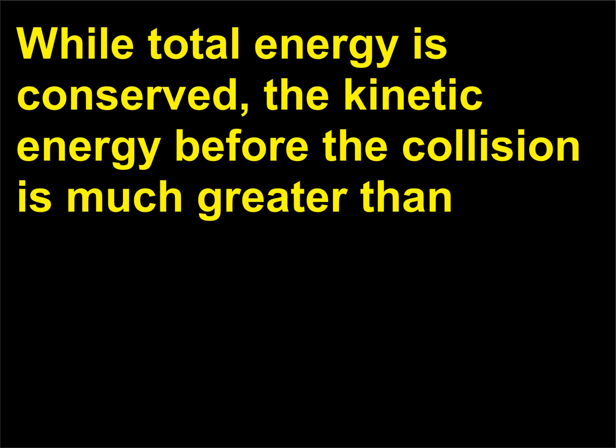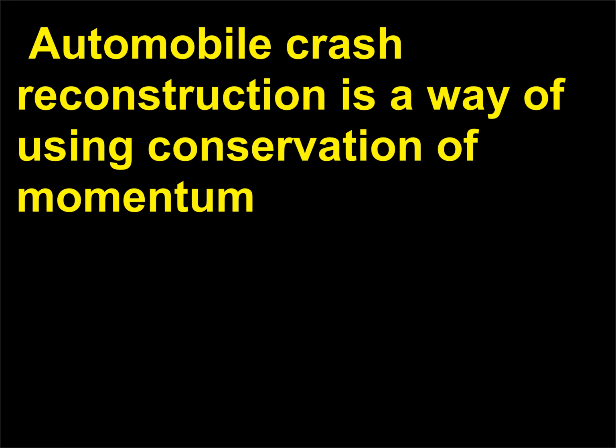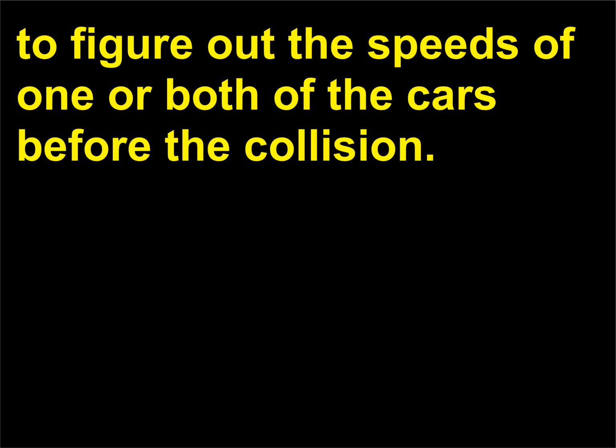While total energy is conserved, the kinetic energy before the collision is much greater than the energy afterward. Much of the energy goes into bending metal and breaking glass and plastic. Automobile crash reconstruction is a way of using conservation of momentum to figure out the speeds of one or both of the cars before the collision.